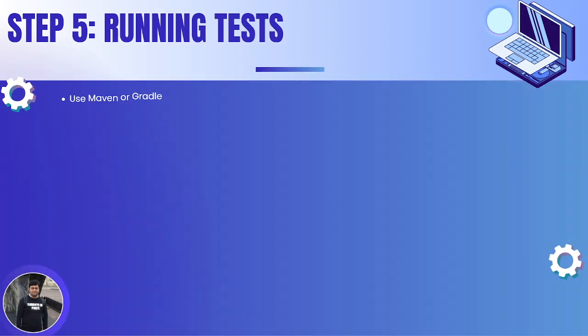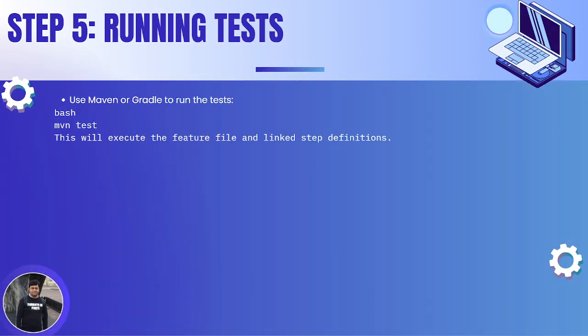Next is running tests. How can we run the test cases? For that you can use Maven or Gradle to run the test cases. You just need to use the mvn test command, and this will execute the feature file and link the test step definitions.